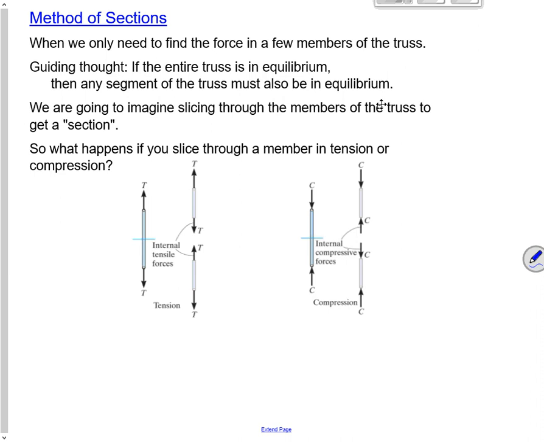So the question we need to answer first of all is, what happens if I slice through a member that's in tension or a member in compression? Well, if I slice through this member in tension, as shown in this picture, I expose a new force, which is also pulling on that beam. Any force I expose by cutting through the middle of it also has to be pulling on it. Same thing in compression, it also has to be compressing.